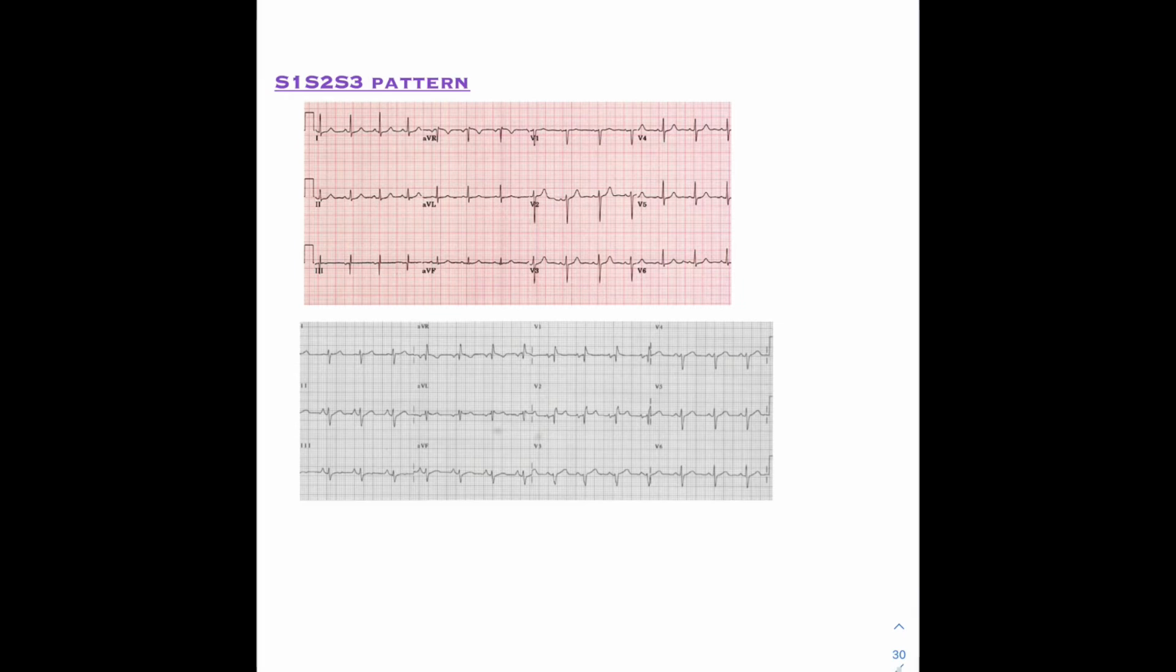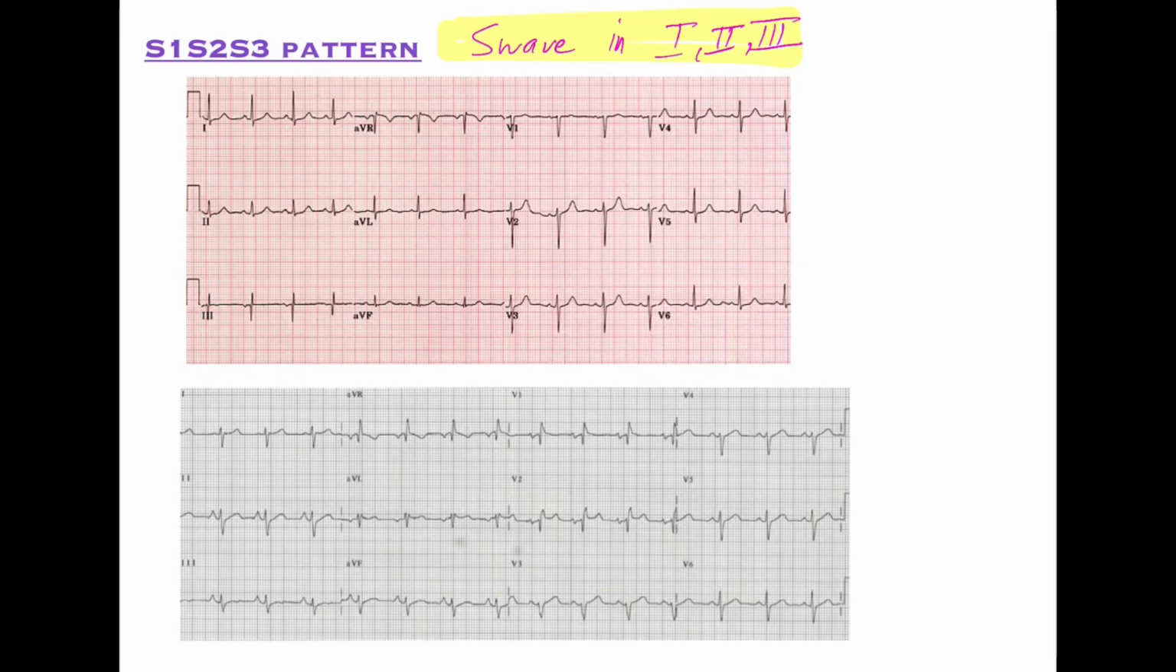Okay, coming on to the S1, S2 and S3 pattern. So what does this mean? So this pattern simply means that there is an S wave in leads 1, 2 and 3. So if you look at the ECG pictures below, you'll see that the red one is actually the normal ECG, and in this ECG I'm going to show you the S1, S2 and S3 pattern.